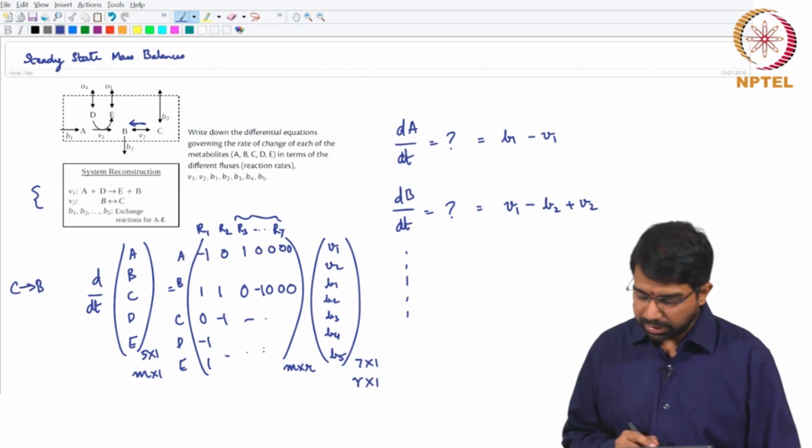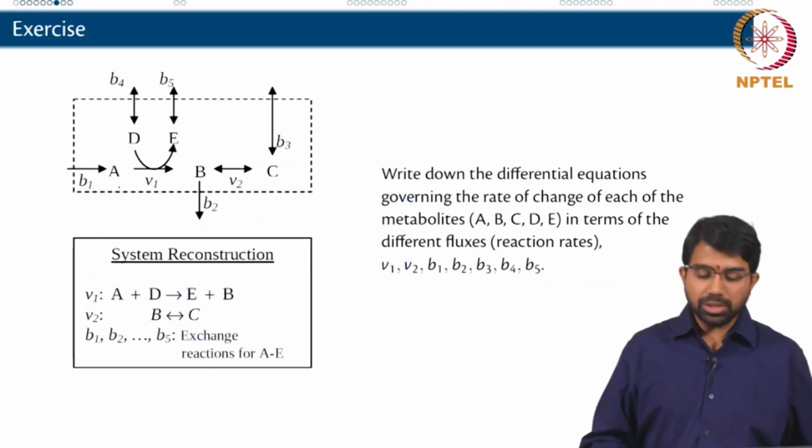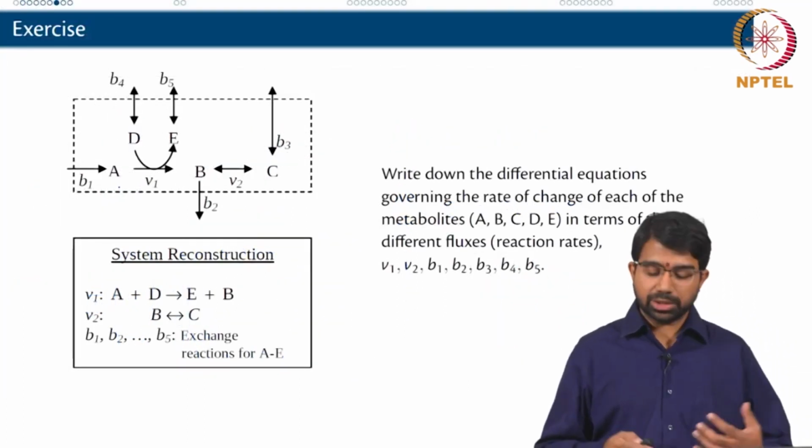So the final matrix will look like this. You may see there is a minor variation here, or not? Yes, because I have assumed this as B going to C as the direction, not this way. But essentially you can just fill this out directly from the set of reactions that you have. So once you have the stoichiometric matrix, you can do a lot of things.